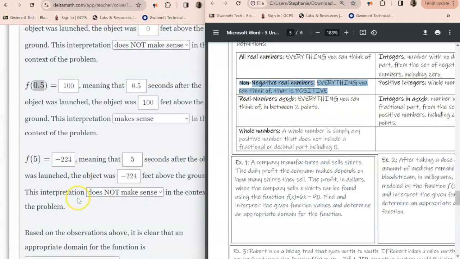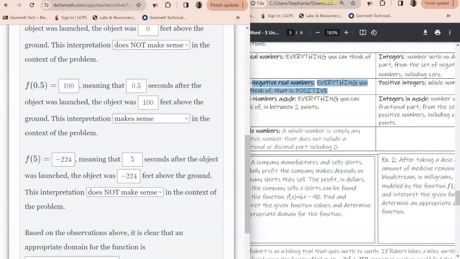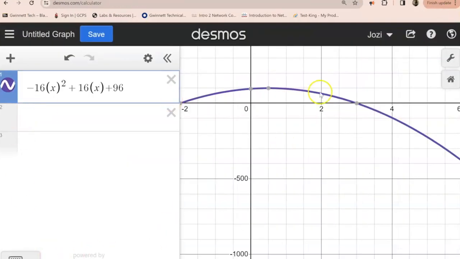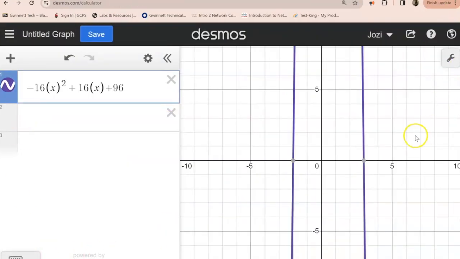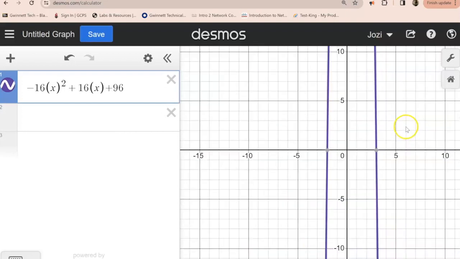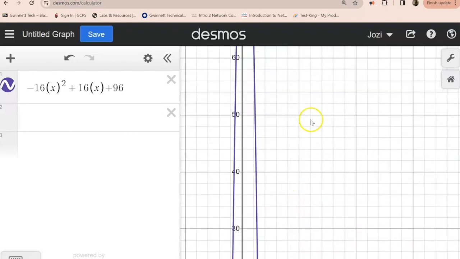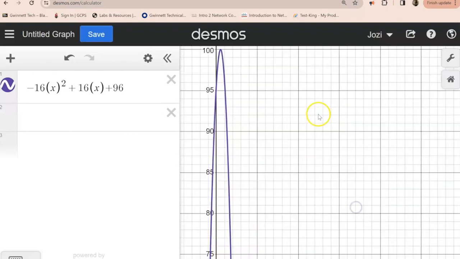So let's think about, is there a maximum? If I take this equation, let me put my x back real quick. Does it go on forever? Because that means time is forever, right? So let me make this bigger. Let's go ahead and home it. Maybe zoom out a little bit. Now, of course, Desmos is graphing the whole thing, but think about it as a real world problem.